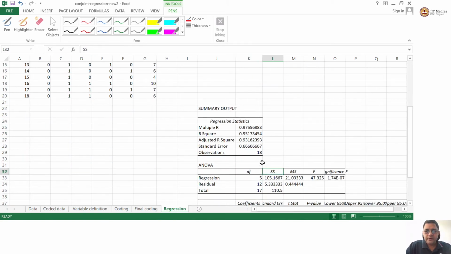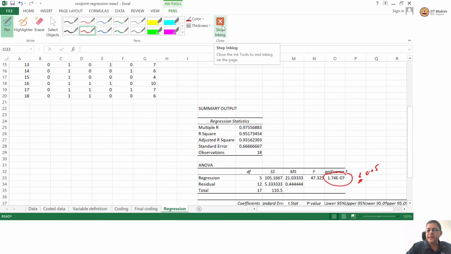Right, you know what sum of squares means, what mean of squares means, what F statistic means. Look at this. What is this? This is my p-value. My p-value is of the range of 10 to the power of negative 7. I want this p-value to be less than 0.05, 5%, 95% confidence level. It is of the order of 10 to the power of negative 7. So my overall regression is significant.